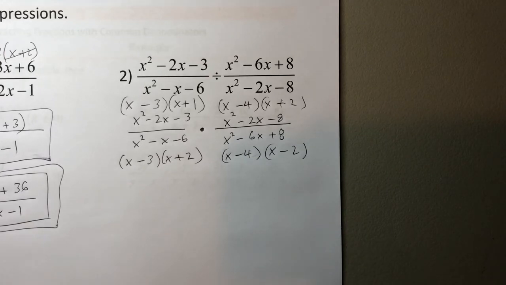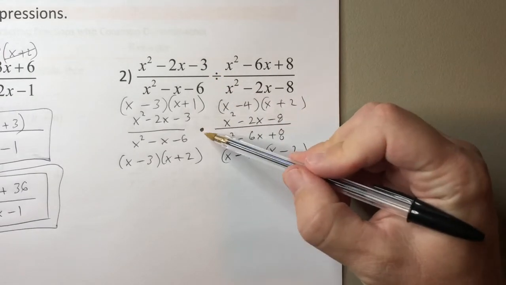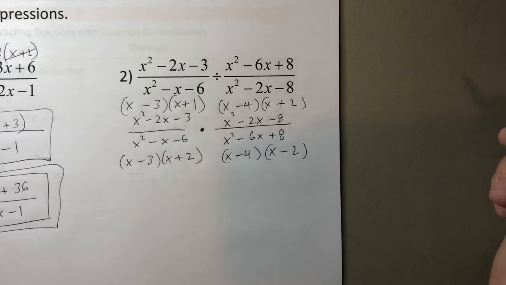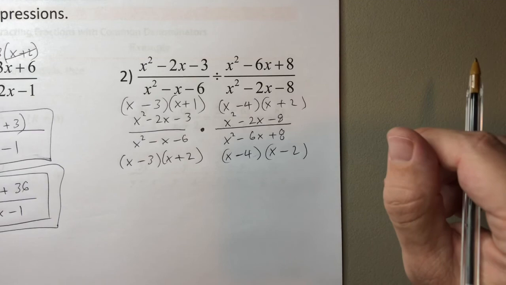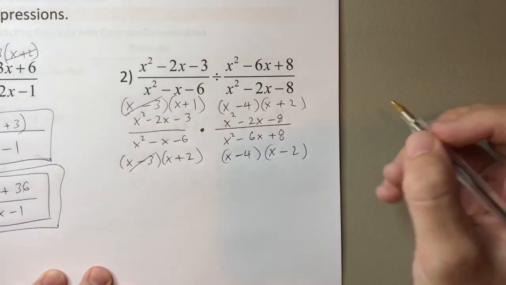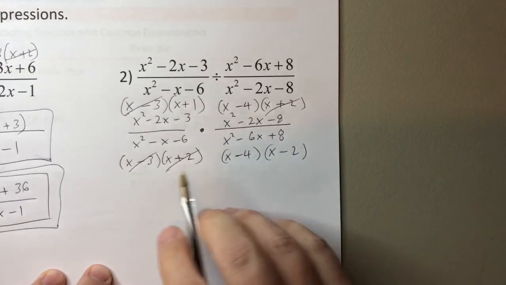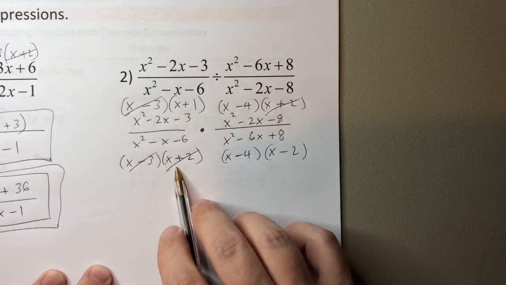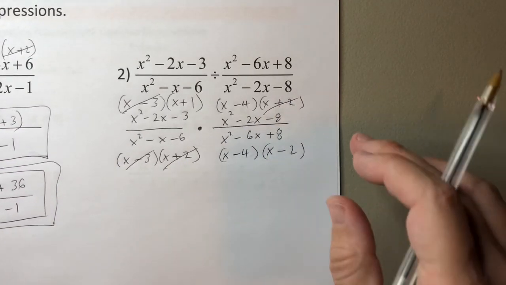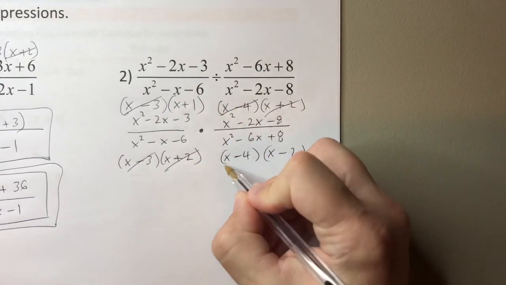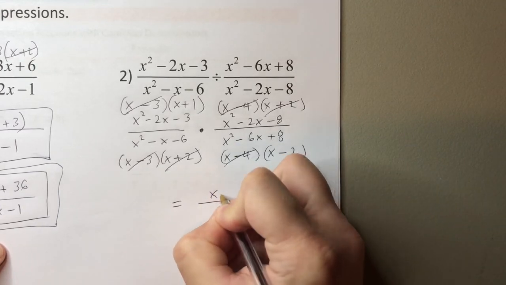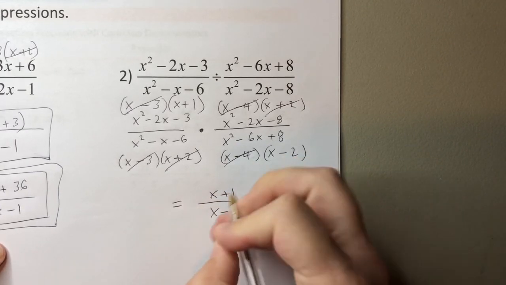So after you have rewritten the division problem into a multiplication one and factored everything completely, then you do what? You try to reduce, right? Anything that repeats on the top and on the bottom is eliminated, and it could be anywhere. Notice x plus 2 in the first expression, and you have an x plus 2 in the second expression. As long as one's on the top and one's on the bottom, get rid of them. And then also these. So what are we left with? We are left with x plus 1 all over x minus 2.